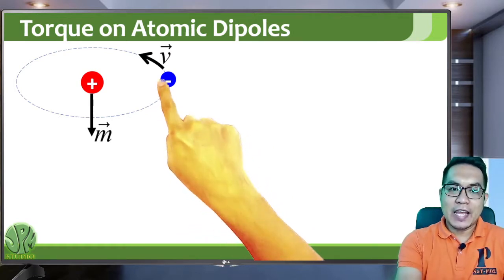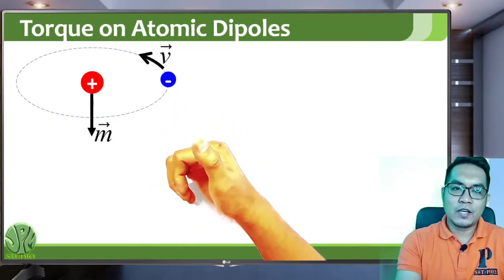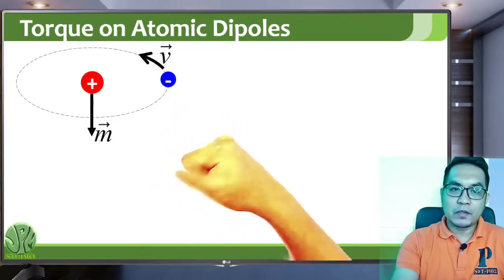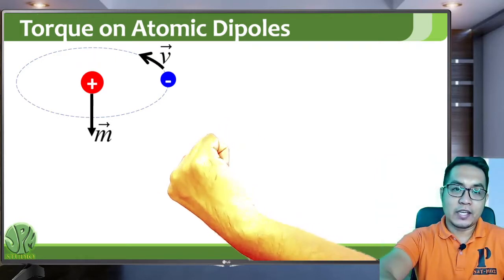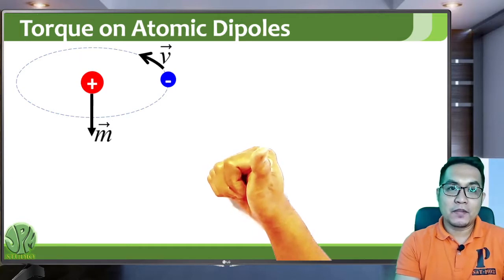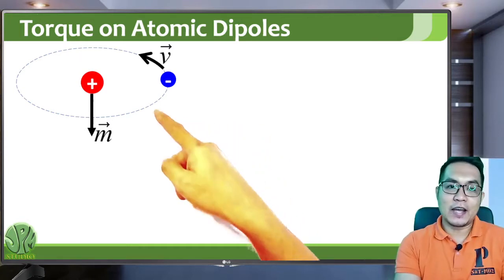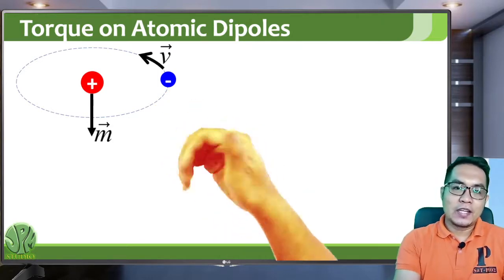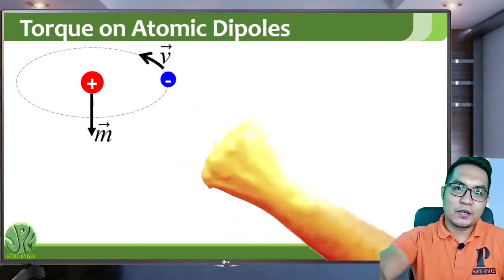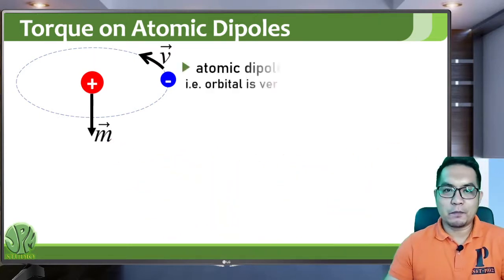But since electrons are negative, even though the electron current is in this direction, the magnetic dipole moment is in the opposite direction because it is negative. The right hand rule only applies for positive charges and positive current. If you have a negative current, such as an electron current, then you need to reverse your right hand. So this is the direction of the atomic dipole.